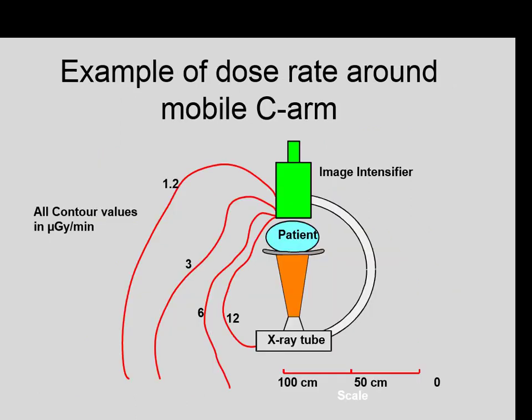The result of the predominant scattering back towards the X-ray tube means that there are higher dose rates on the X-ray tube side of the patient. This is shown in an example figure here. Our preferred setup arrangement is to have the X-ray tube beneath the patient. This helps minimize exposure of staff working within the cath lab to radiation that's scattered from the patient.